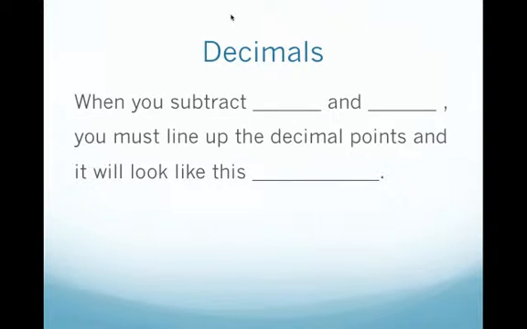Sentence frame number 3. When you subtract blank and blank, you must line up the decimal points and it will look like this, blank. Again, in the first two blanks, you're going to put decimals. In the third blank, you're going to stack the decimals again. Make sure you line up the decimal points and make sure you put the larger number on top since it's subtraction.